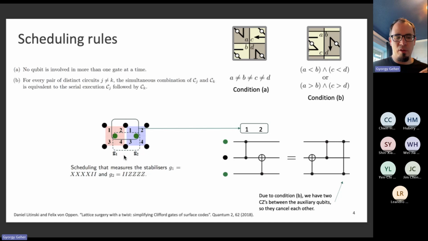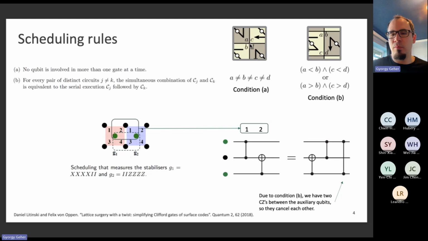So if we want to measure the stabilizers simultaneously with a low-depth circuit, then ideally we would like to execute this in 4 entangling layers. And from this paper by Litinsky and von Oppen, we know these scheduling rules. So if you look at this picture here, every data qubit lies at the corner of square plaquettes, and the A, B, C, D are the layers, similar to here.